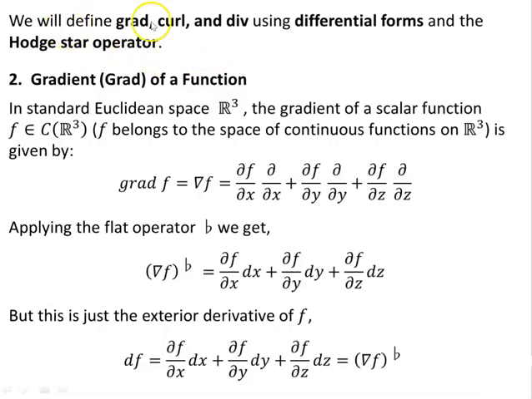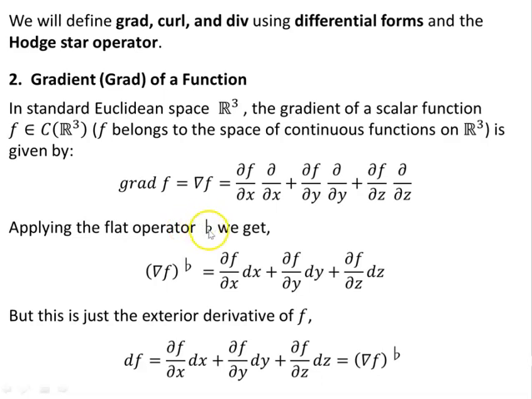Next bit. We'll define the grad, curl and divergence using differential forms and the Hodge star operator. Now the gradient of a function. In standard Euclidean space R3, the gradient of a scalar function f, where f belongs to the space of continuous functions on R3, is given by grad f, which is del f, nabla f, with components partial f on partial x, expanded in the basis partial over partial x. Okay, so it's a vector, and this is the form it takes using the operator form from differential geometry.